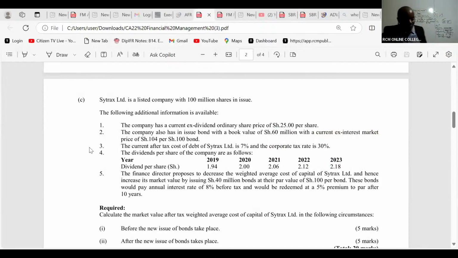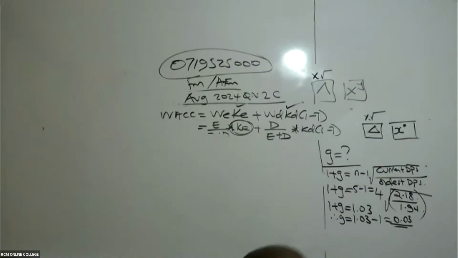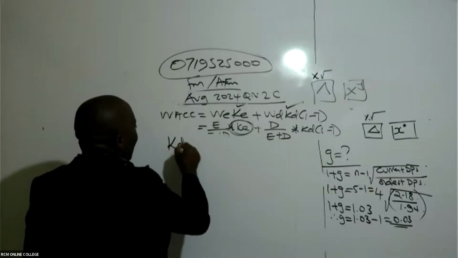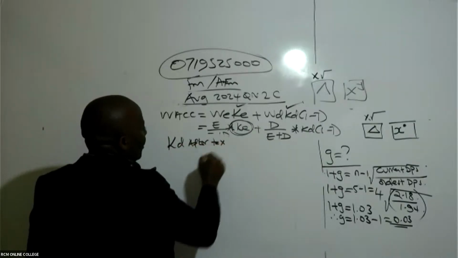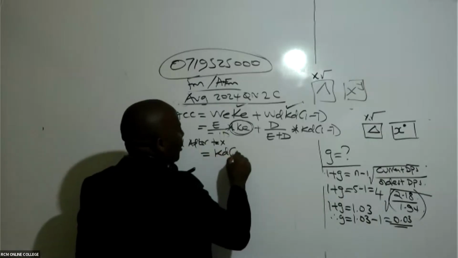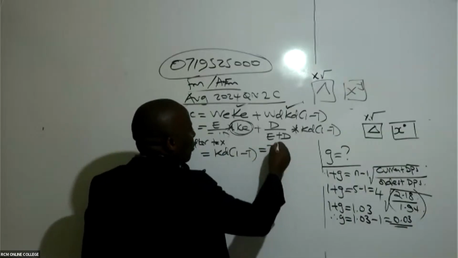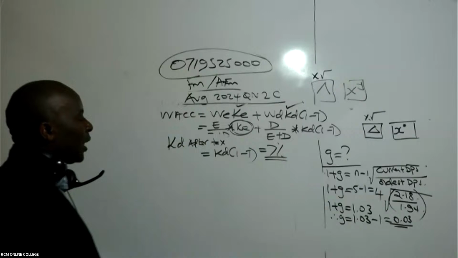So the information given here about cost of debt, what are they telling us? You can see here, the current after-tax cost of debt, KD, is 7%. So basically, they have given me the KD after tax, which is the same as KD times (1 minus tax). Already they have adjusted for tax. They have subtracted that tax, which is 7%. KD after tax is 7%.